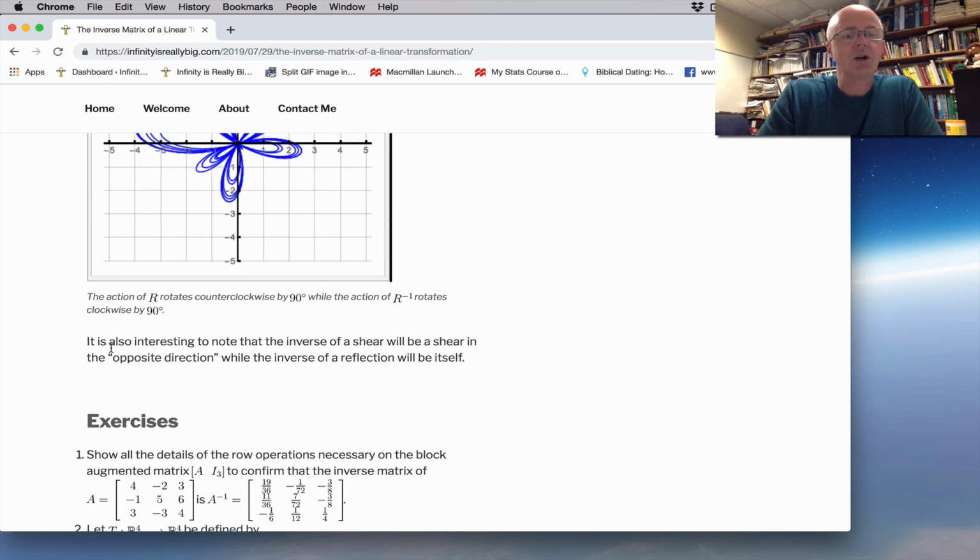You should also think about the fact that the inverse of shear will be another shear in the opposite direction, and the inverse of a reflection will actually be itself. And you might want to check that for particular examples of reflections.